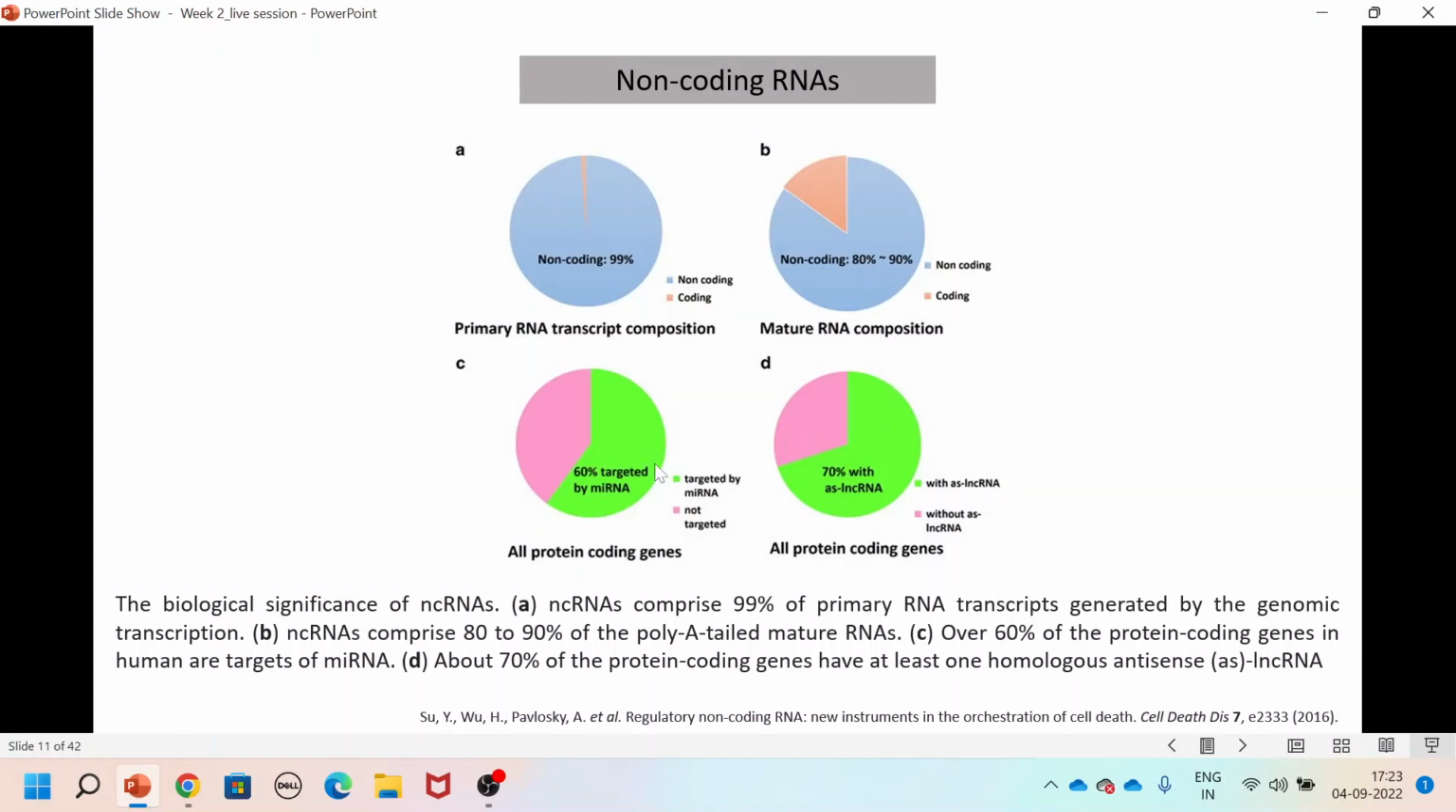Over 60% of the protein coding genes are regulated by these non-coding RNAs, which may include miRNAs, long non-coding RNAs, or small nuclear RNAs. And 60% of the protein coding genes in humans are targets of the miRNA, which is produced inside the human cells. About 70% of the protein coding genes have at least one homologous antisense non-coding RNA.